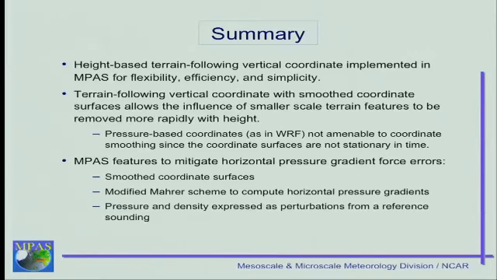So there's several things that help mitigate these pressure gradient force errors in MPAS. We have the smooth vertical coordinate, this modified Maurer scheme in computing the pressure gradients, and we're also expressing pressure and density as perturbations from a reference sounding, which helps make those terms somewhat smaller. So I'll stop there. Thank you.